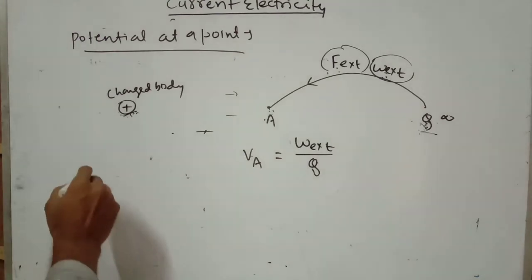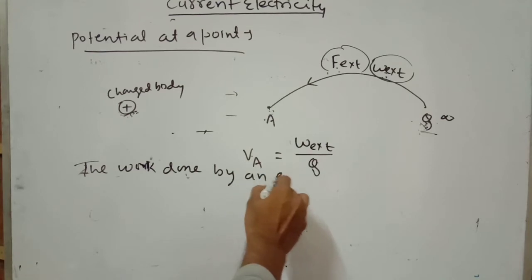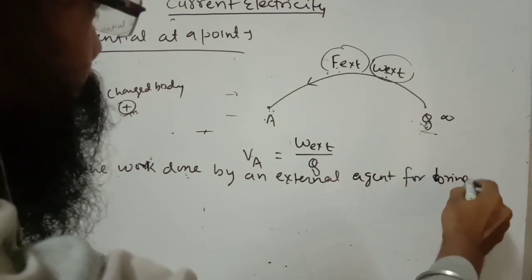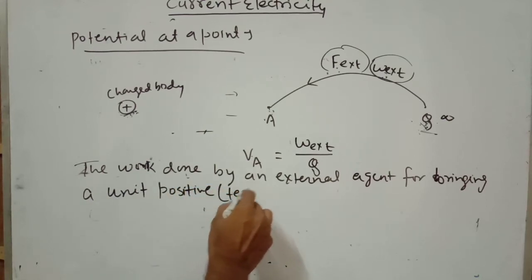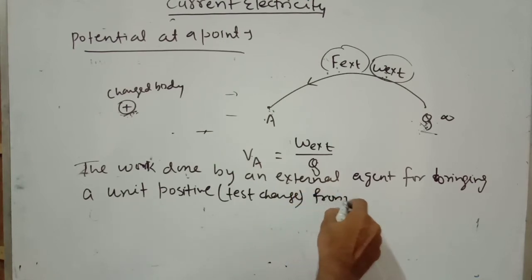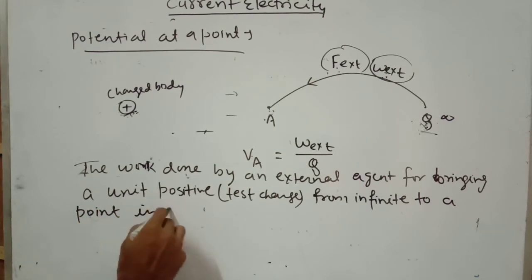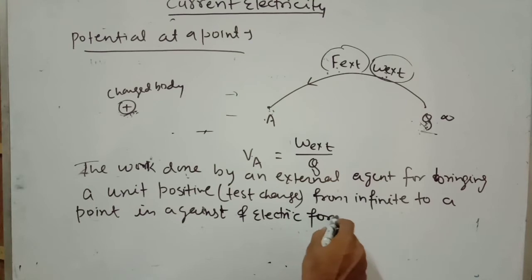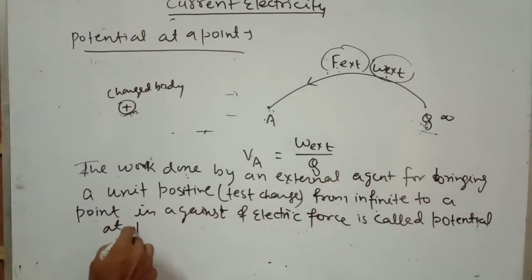So you can write: the work done by an external agent for bringing a unit positive charge, which is also called a test charge, from infinity to a point, against the electric force, is called the potential at that point.